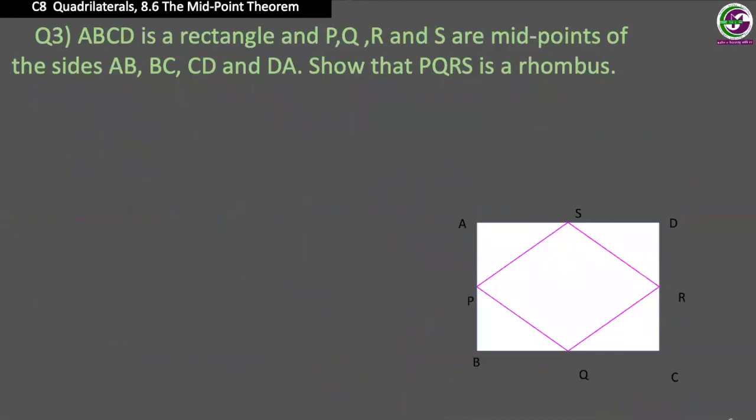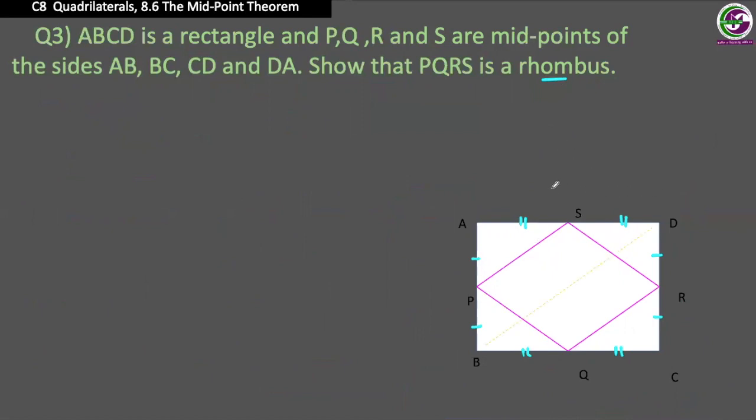Let's move on to the next example. ABCD is a rectangle. So remember opposite sides are equal and PQRS are the midpoints. So these two sides are equal, at the same time these two sides are also equal. Again, these two sides are equal because in a rectangle opposite sides are equal. Now we have to show that PQRS is a rhombus. So to show that it is a rhombus, we first show that it is a parallelogram.